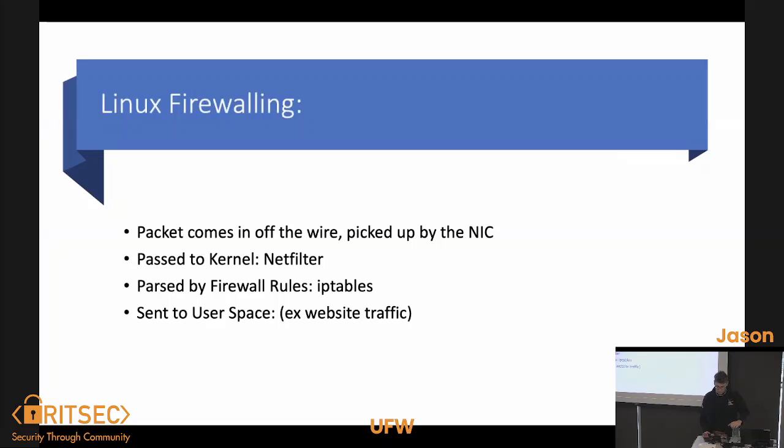So Linux firewalling, as we just said: a packet will come in off the wire and get picked up by the NIC, which is a network interface card. Then it'll get passed to the kernel, which is netfilter. After that, it'll get parsed by firewall rules, in which case it's iptables, then sent to user space, and that's where we can see it.